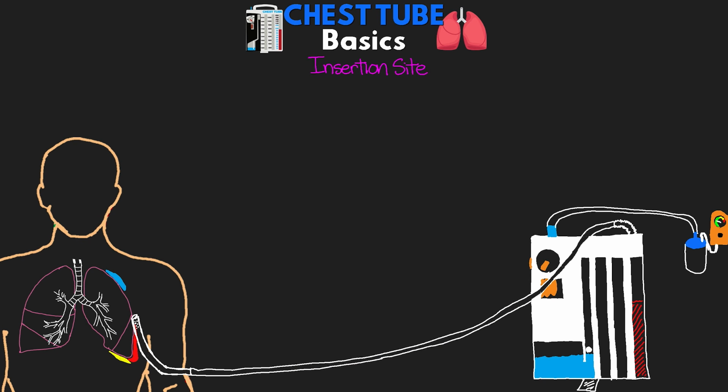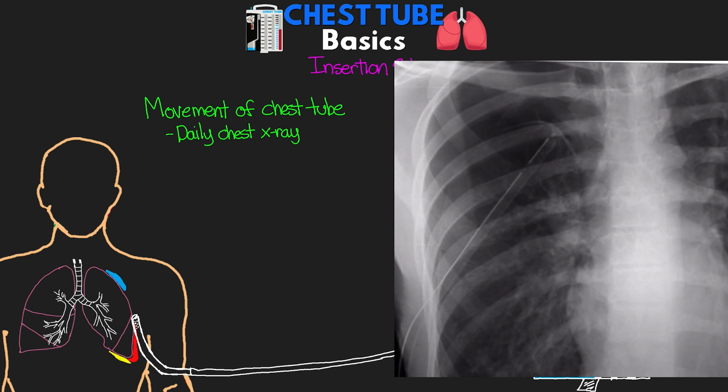So moving on, let's actually talk about the insertion site itself. And so really the first thing we want to keep an eye on is whether there's been any kind of movement to that chest tube. And really, is that chest tube moving outward? Because obviously this can cause some problems if it becomes dislodged too much. So it's going to be really important that we're getting daily chest x-rays for these patients. And so we do want to be taking a look at this chest x-ray and making sure that that chest tube is still in place.